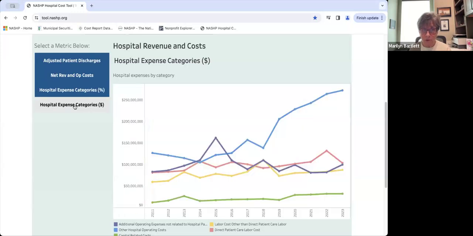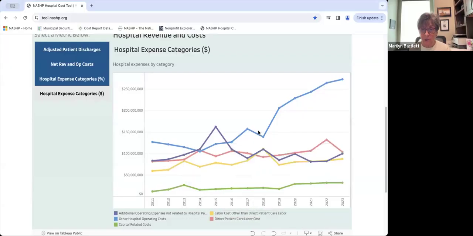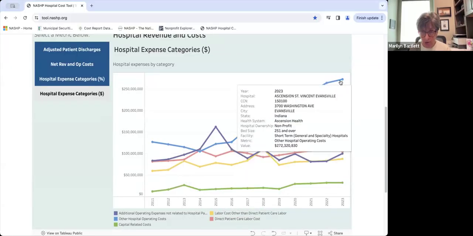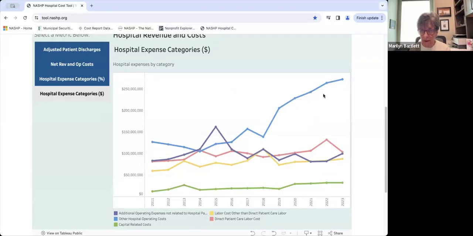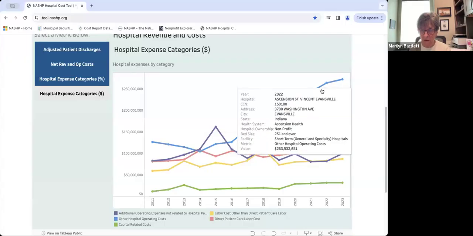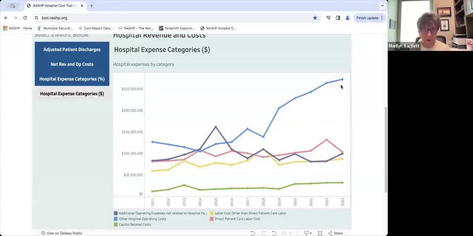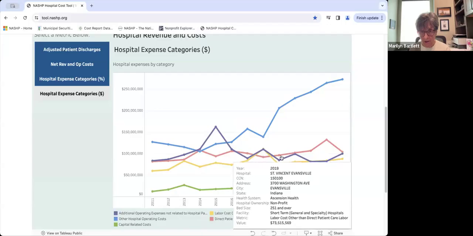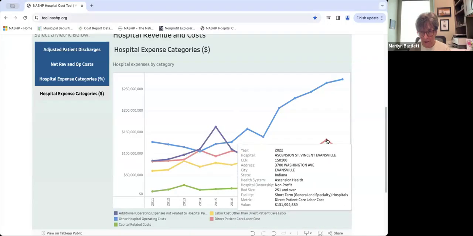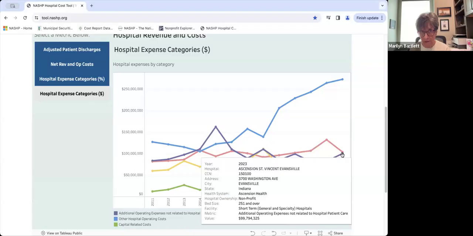We can look at it as percentages of the total, or we can look over time. And as that other chart showed you, the blue is other hospital operating costs. Why has this gone up? Now we hear of inflation, we hear of increased supply costs, but we'd want to look at this a little bit deeper, I think. And you can see that direct patient care labor costs did go up through the pandemic. They spiked here and they've come down.